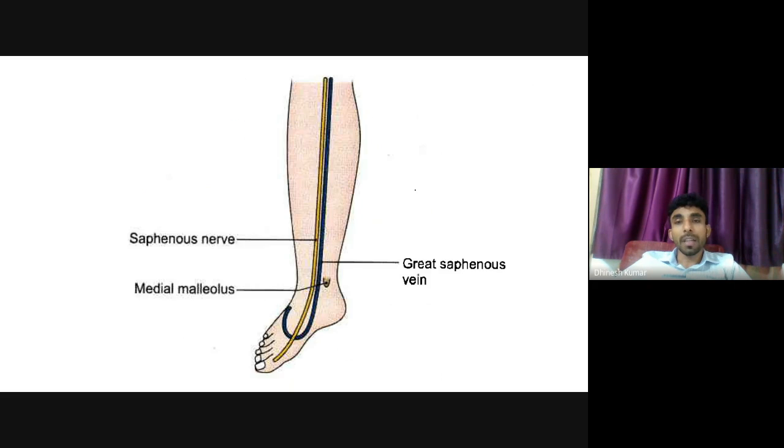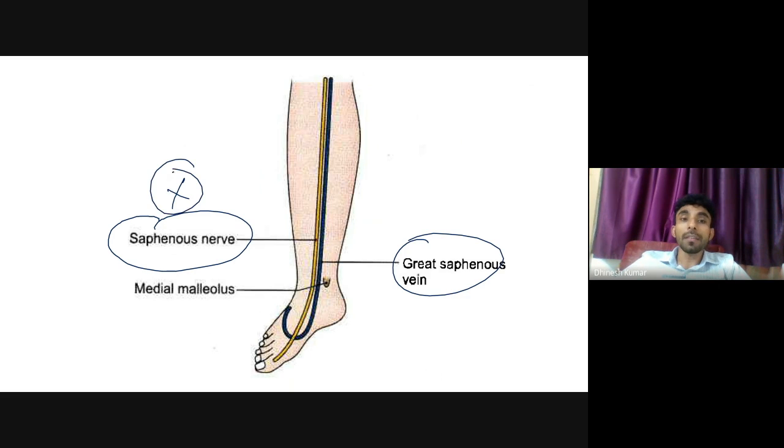What about the applied importance of the long saphenous vein? Remember, for MCQ purpose, the long saphenous vein is closely related to saphenous nerve. The applied aspect of the long saphenous vein is varicose veins. So varicose veins means what?